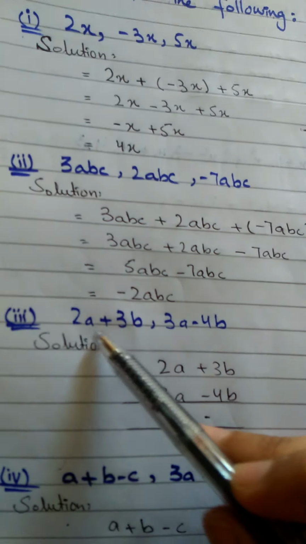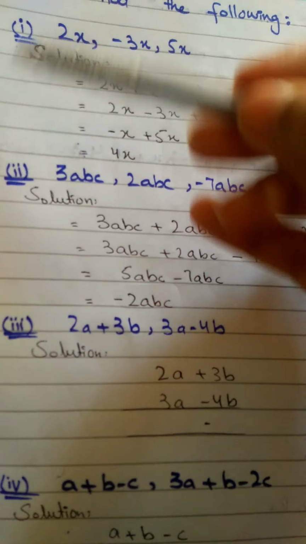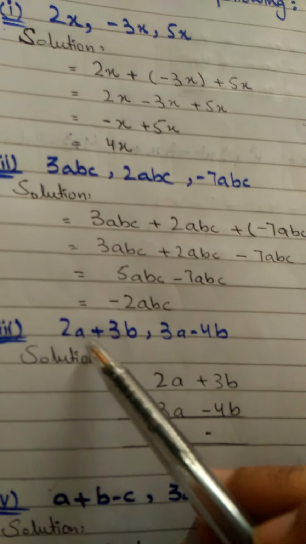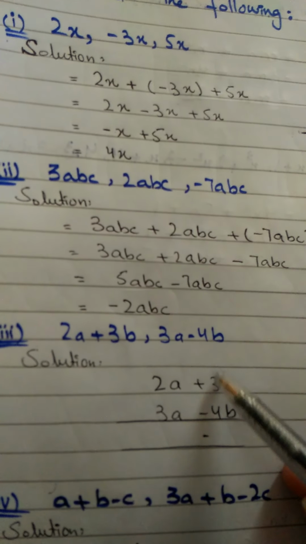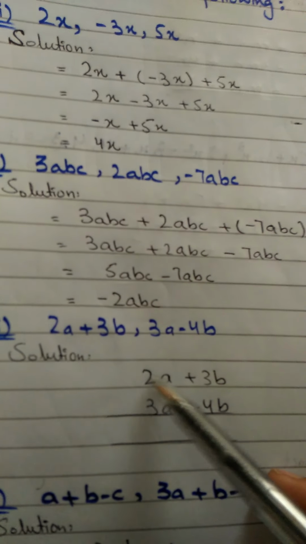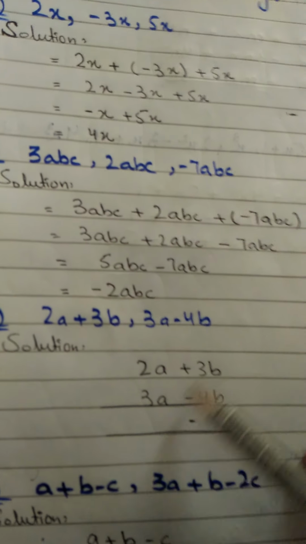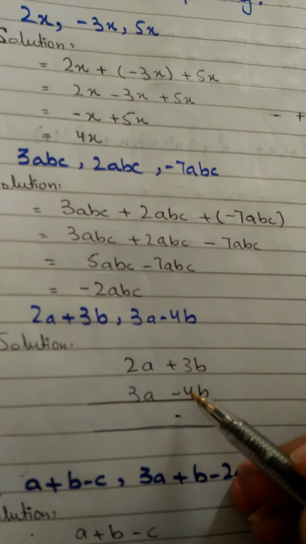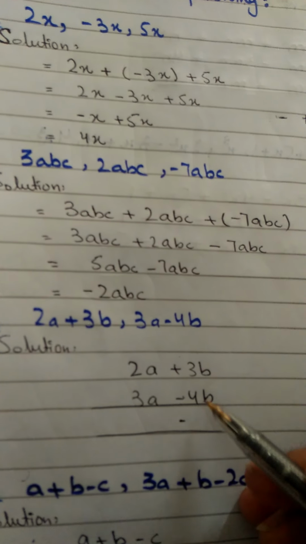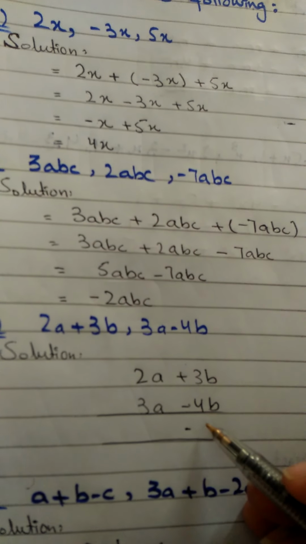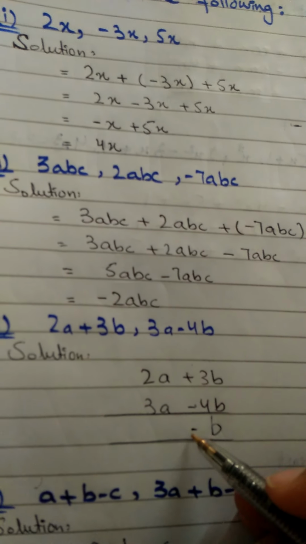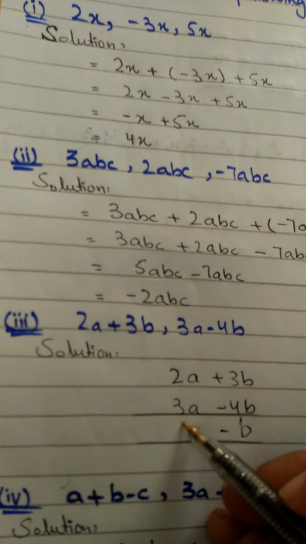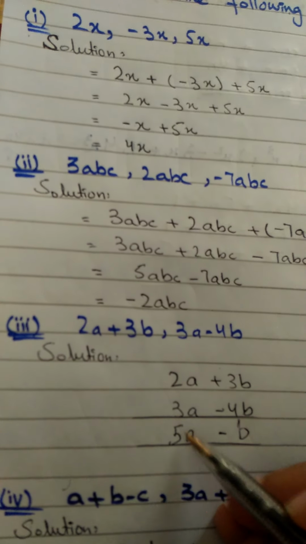In the third part, we are given two algebraic expressions, but in the first two parts we were given like terms. So we can add the expressions by writing them in vertical form. First write the first expression and then the second expression so that the variables are below each other. Now plus minus minus, we have to subtract these two terms. By subtracting 3 from 4 we will get 1b, and the sign of greater value will be assigned. Now plus plus plus, 3 plus 2 is 5, and the variable remains as it is.